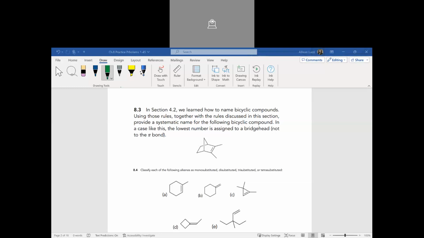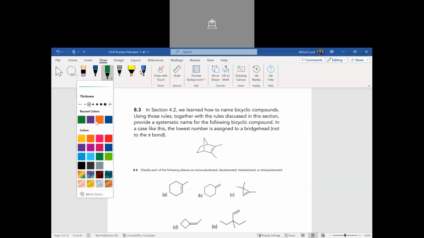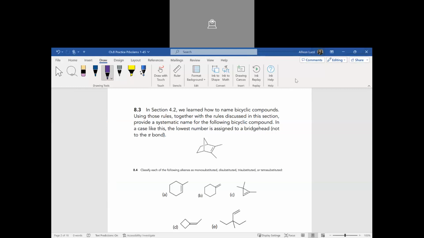All right, so we've looked at a couple problems that dealt with alkene nomenclature. So we're going to continue with that, but now we're going to look at what's called a bicyclic compound. If you remember when we first learned about bicyclic nomenclature back in chapter 4, we're going to apply those same rules to start here, except we just have to designate this pi bond. So that's the only new thing that we're going to do with this type of nomenclature problem.